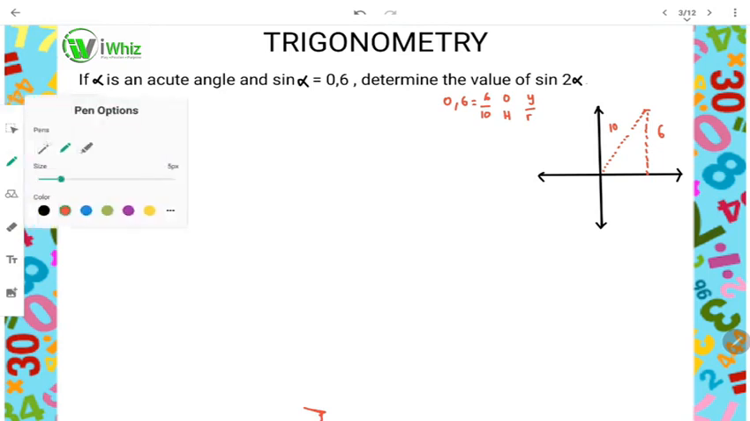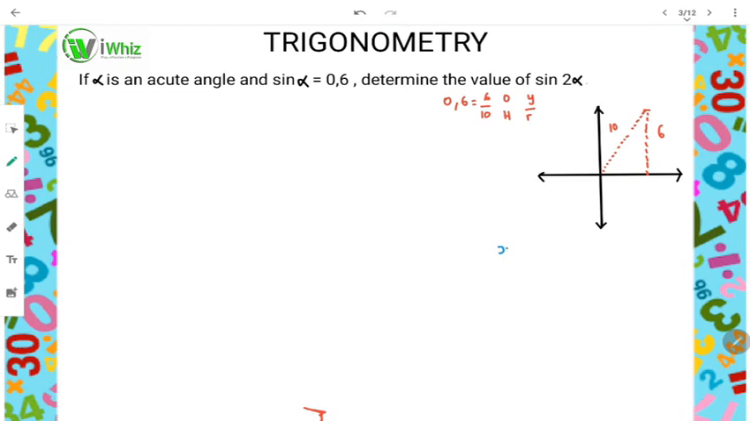We need to use the theorem of Pythagoras that states x squared plus y squared is equal to r squared. So x squared is equal to 10 squared minus 6 squared. That's going to give me 100 minus 36. What am I going to be left with? I'm left with 64. And the square root of 64 is plus or minus 8. So if we are using the positive side, we are saying that this value is now 8.